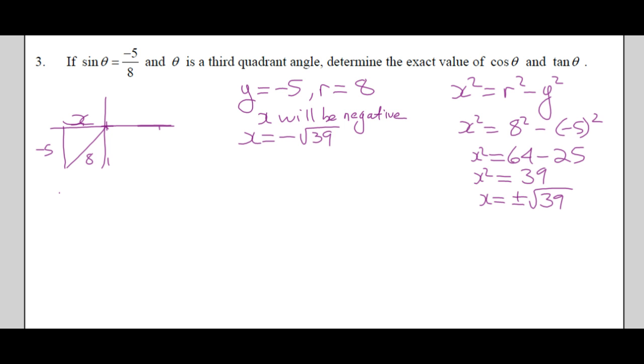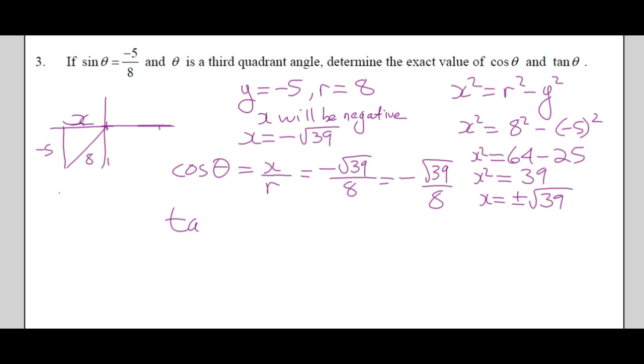All right, so we know sine theta, so cos theta is x over r, which is negative root 39 over 8, right? And all I'm doing there is just moving the negative in front. You don't necessarily have to do that. I don't want to see a negative on the bottom, is all. So if a quantity is negative and you've got a negative on the bottom, don't leave it there. Either move it up top or put it in the middle.